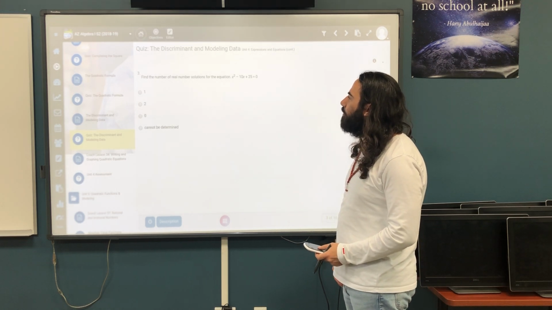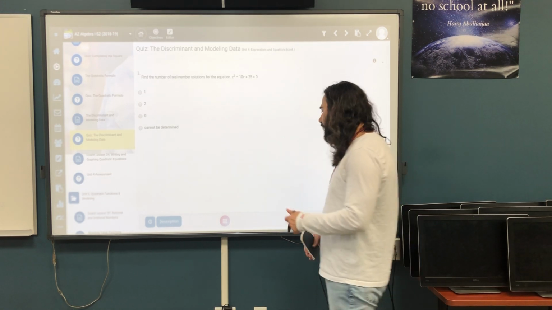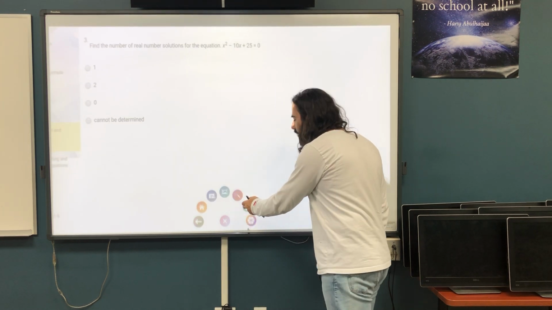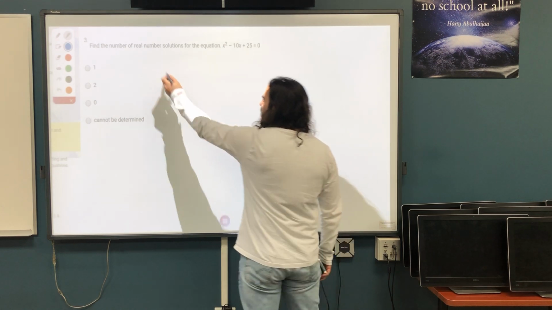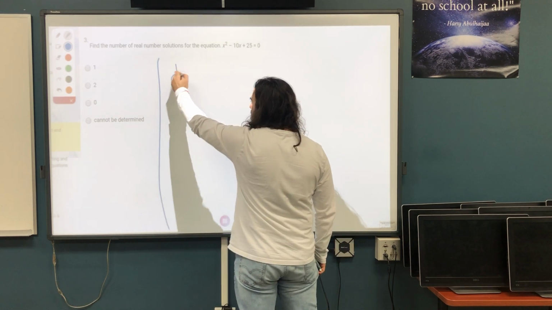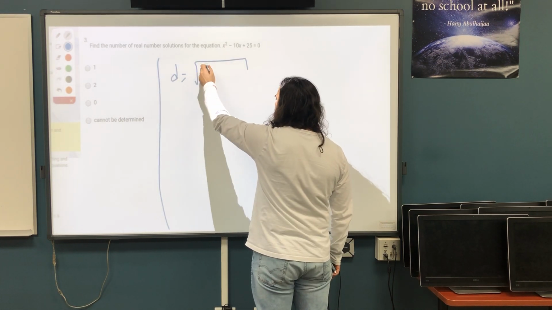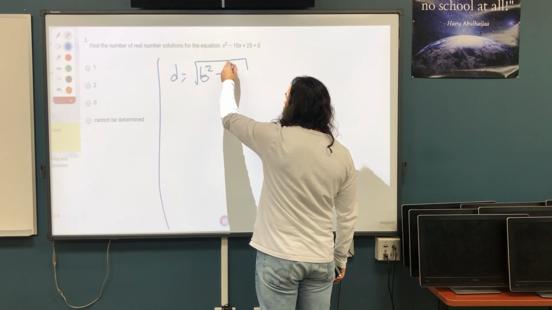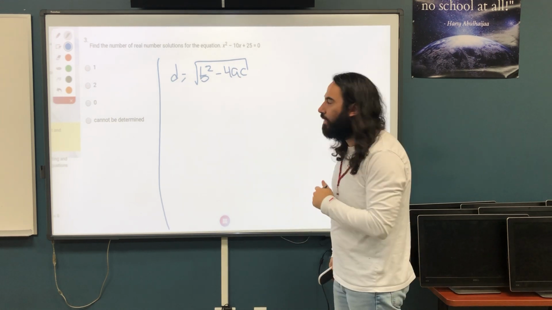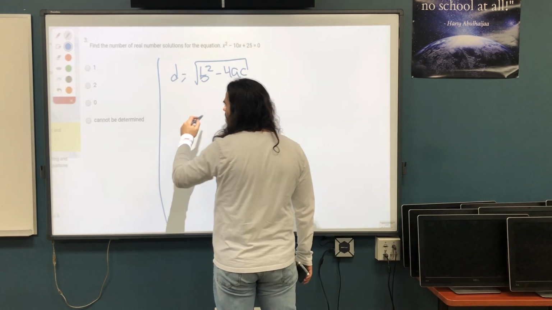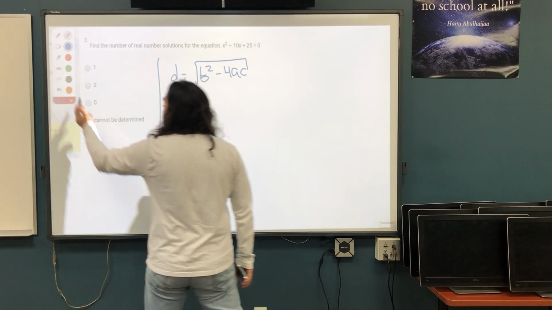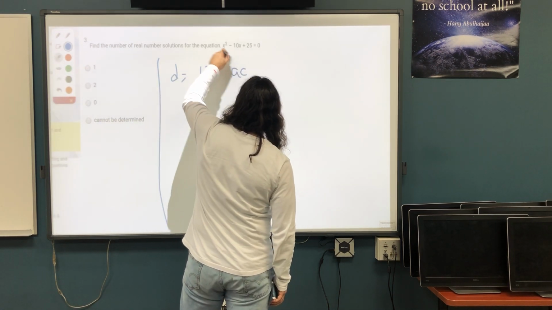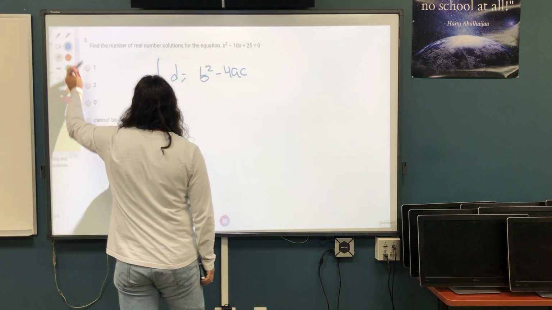Find the number of real number solutions for the equation. That's how we're going to use the discriminant. First, the discriminant is this one. It's from the quadratic formula: D equals b squared minus 4ac. Without the square root. Don't put the square root. So that's the discriminant.